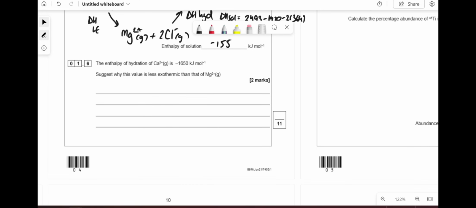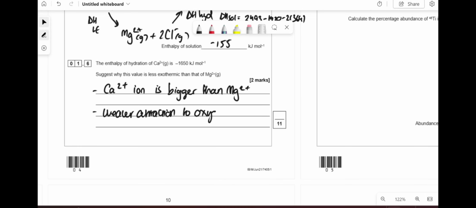The reason being is because the Ca2+ ion is bigger. You cannot say Ca2+ atom, that's wrong. It is an ion by definition because it's lost electrons. So it's bigger than Mg2+. But that's only one of them. I also need to explain the consequence of it. It's that there is a weaker attraction to the oxygen in water because that's how things dissolve.